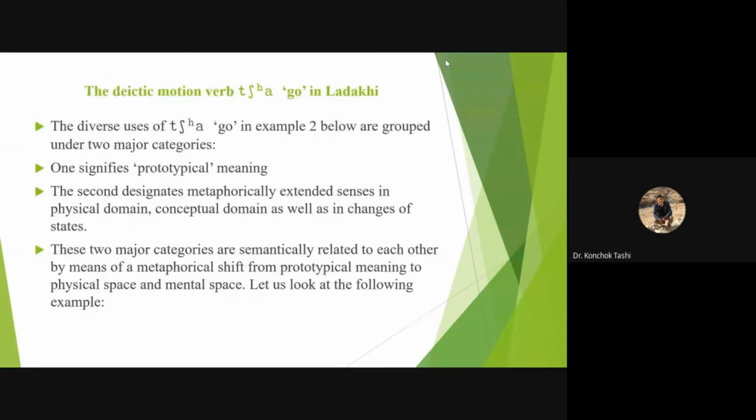Now coming to the second verb, cha, the deictic motion verb cha, which means to go in Ladakhi. These usages are also categorized under two main categories. One shows the prototypical meaning. The second also shows metaphorically extended senses in the physical domain and conceptual domain, as well as in changes of states. These two major categories are semantically related to each other by means of a metaphorical shift from the prototypical meaning to a physical space and mental space.